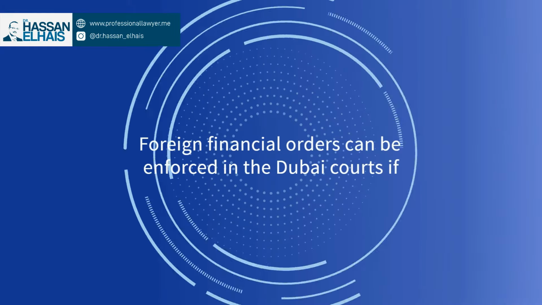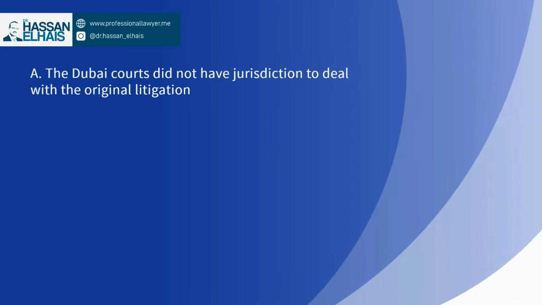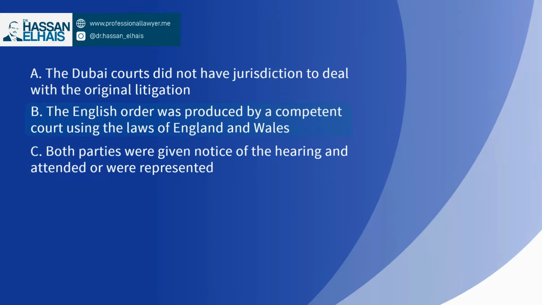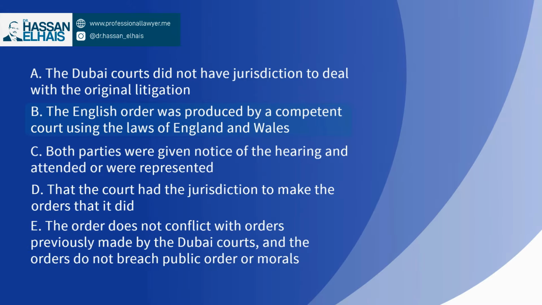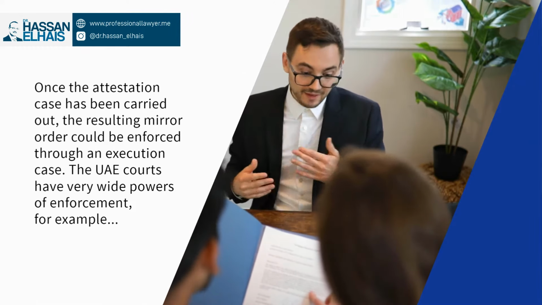In summary of the clip, foreign financial orders can be enforced in the Dubai courts if A. The Dubai courts did not have jurisdiction to deal with the original litigation. B. The English order was produced by a competent court using the laws of England and Wales. C. Both parties were given notice of the hearing and attended or were represented. D. That the courts had the jurisdiction to make the orders that it did. And E. The order does not conflict with orders previously made by the Dubai courts, and the orders do not breach public order or morals. Once the attestation case has been carried out, the resulting mirror order could be enforced through an execution case.